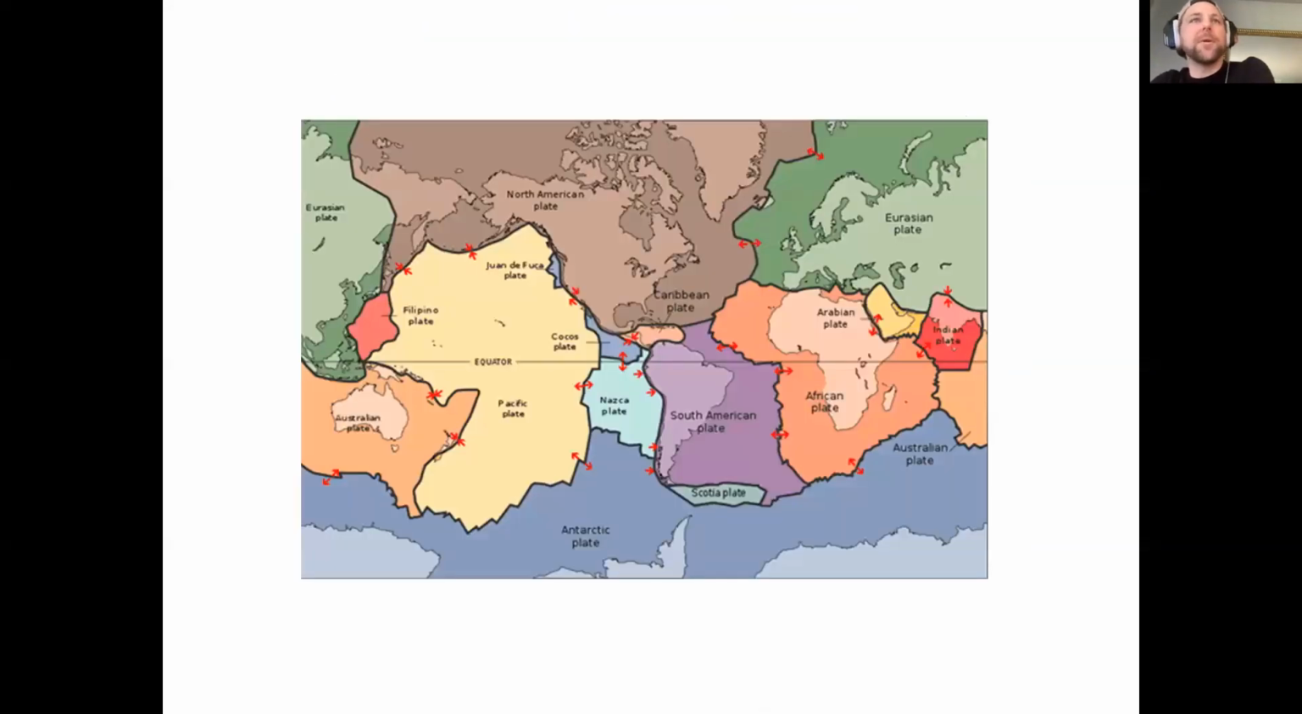Sorry, smacked my keyboard. One of the other places that gets a lot of activity is over in India. And there's a very unique interaction over here that creates the highest mountain range in the world, the Himalayas.